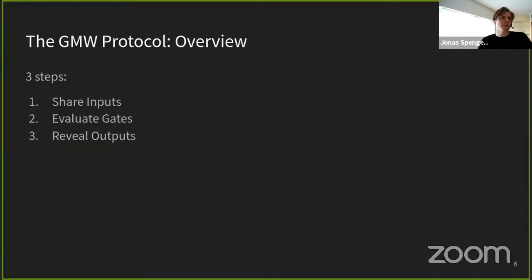Okay, so similarly to the other protocols that we have looked at so far, we have 3 steps in our protocol. The first step is that we share the inputs, and in the second step we evaluate the gates on these shared inputs, or on the secret shares, and in the last step we reveal the secret shares to the parties. And I'll look at each of these steps now separately.